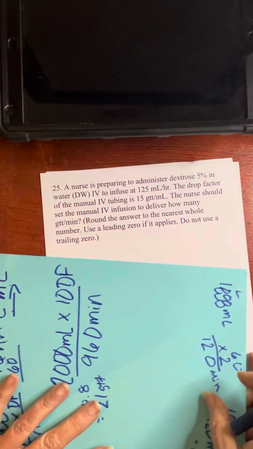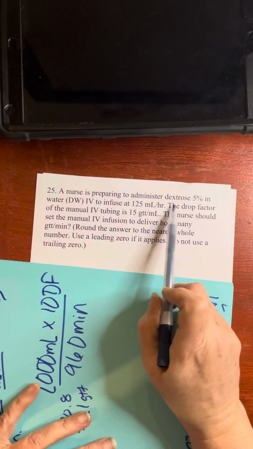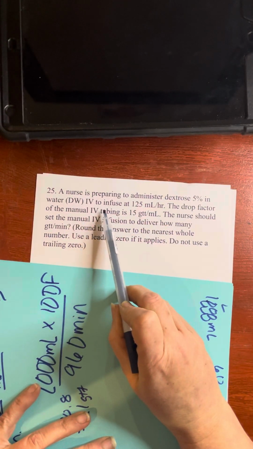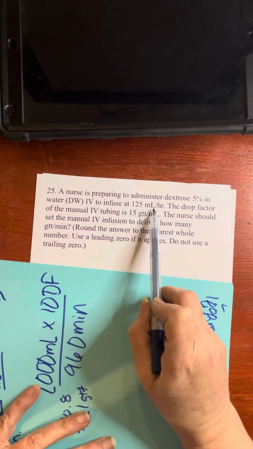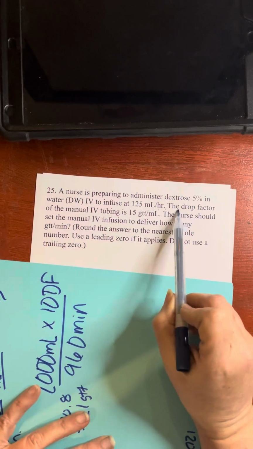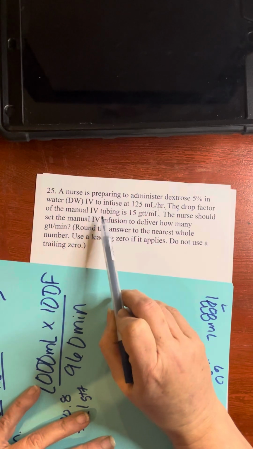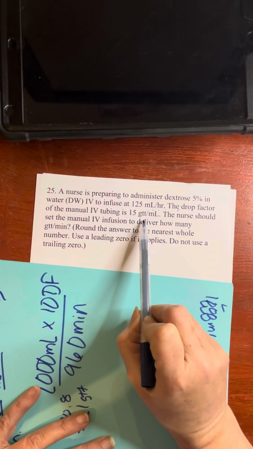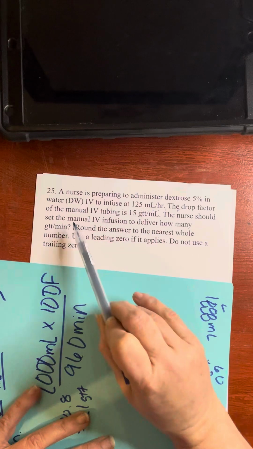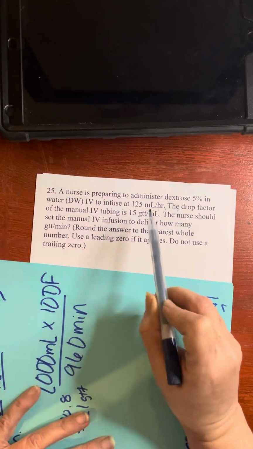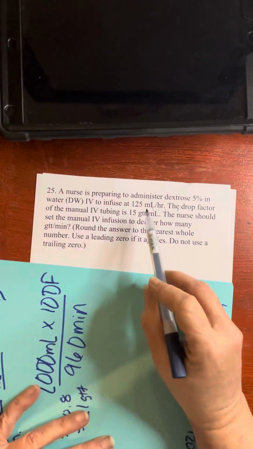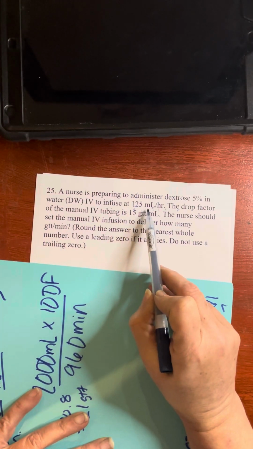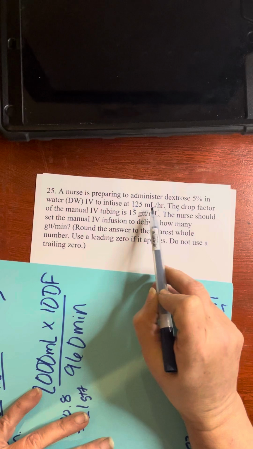Here we go. A nurse is preparing to administer D5W IV to infuse at 125 milliliters an hour. The drop factor of the manual tubing is 15 drops per milliliter. What are you going to do? So look what they did here. They didn't give us a whole total volume. They gave us 125 milliliters an hour, and we can use that for this drop factor.